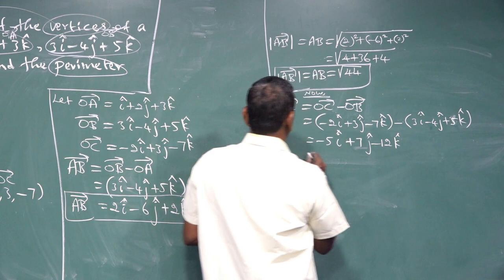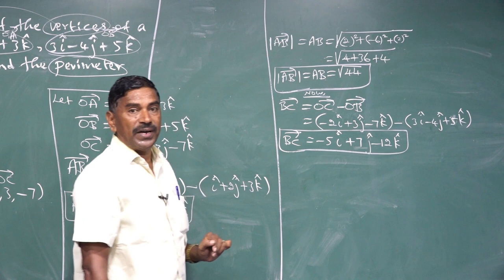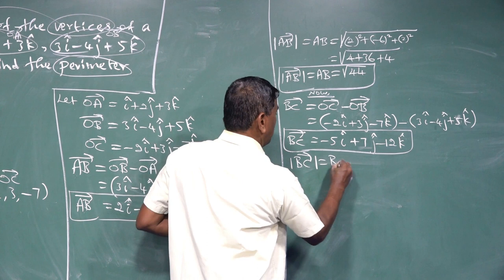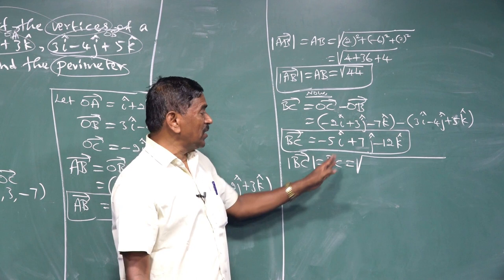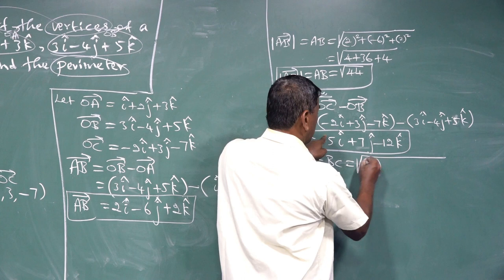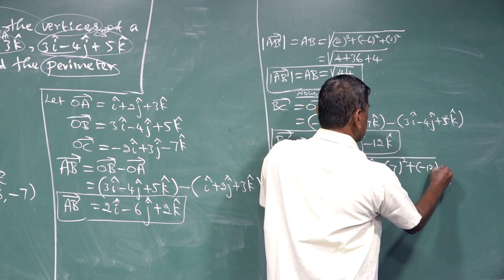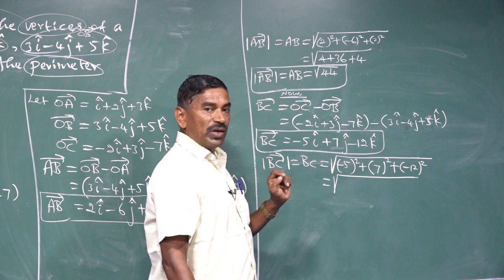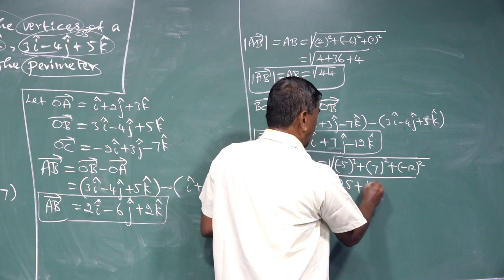BC vector is ready. Now I want to find modulus BC vector. Modulus BC vector is equal to BC, which is equal to the square root of the sum of the squares of the i, j, k coefficients. Minus 5 the whole square plus 7 the whole square plus minus 12 the whole square, which is equal to square root of 25 plus 49 plus 144, equal to 218.